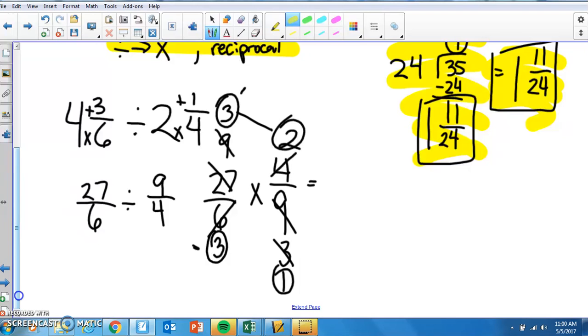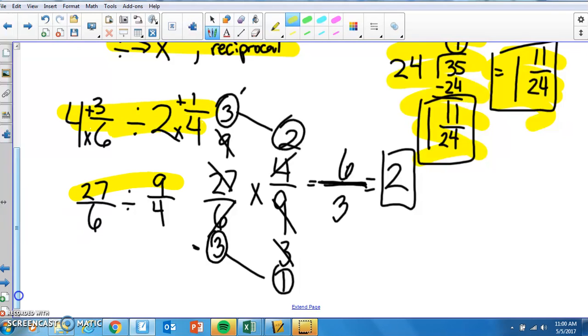So let's multiply across the top. 3 times 2 gives you 6. 3 times 1 on the bottom gives you 3. 6 and 3, they simplify. Another way to look at it, that can be divided. 6 divided by 3 in this case gives you 2. So our answer for this one is plain old 2.